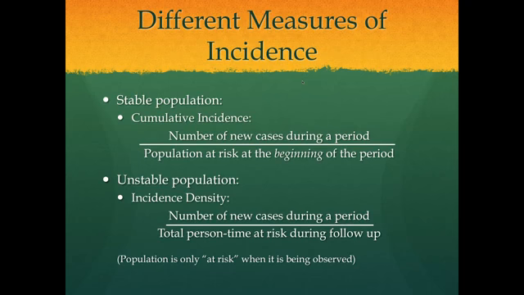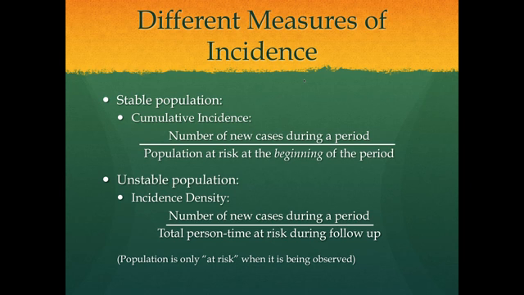Just as prevalence has specific types, so does incidence. For incidence, however, the most common distinction is made between cumulative incidence, which is used for a stable study population, and incidence density, which is used for unstable populations. Cumulative incidence is the number of new cases during a period divided by the population at risk at the beginning of the period. Incidence density, on the other hand, is the number of new cases during a period divided by the total person time at risk during follow-up.